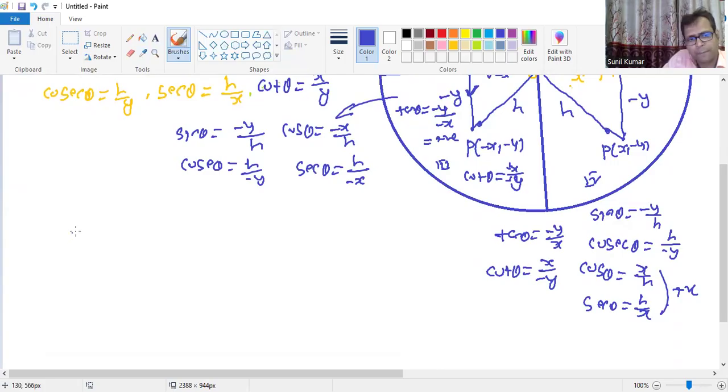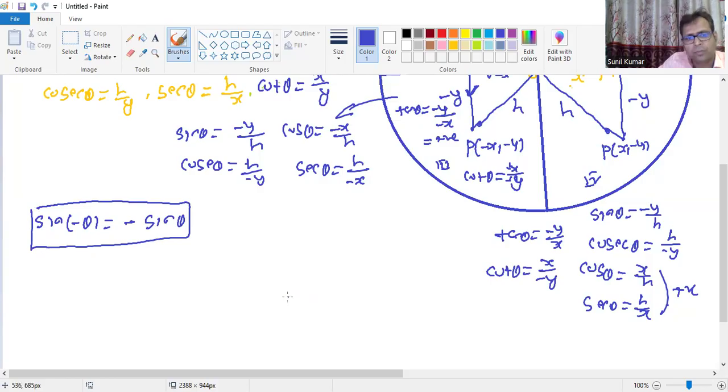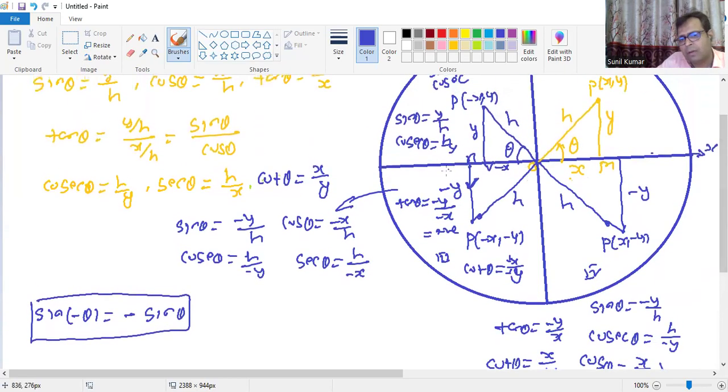Suppose we have a basic formula. You know that sine of minus theta is minus of sine theta. We can get it from here only. How do we get it? It's a concept here. In sine of minus theta, we can consider this side in the fourth quadrant. If we move anti-clockwise or clockwise, we can use minus theta here. So in place of theta we have minus theta. If we use the Pythagoras theorem, or directly use the basic formula, sine theta is equal to minus y by h.